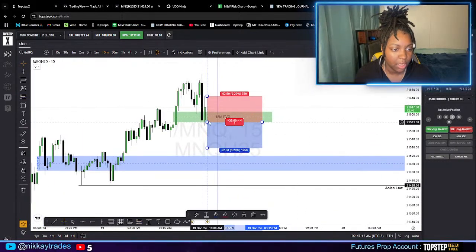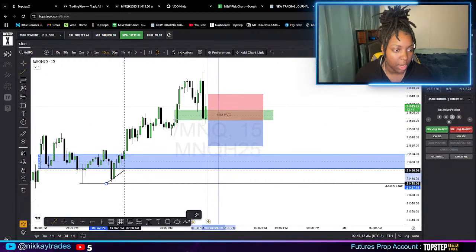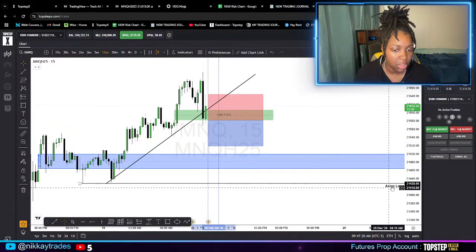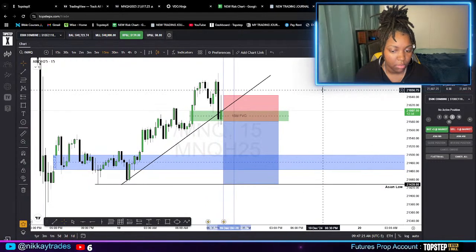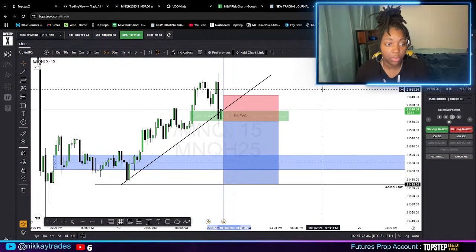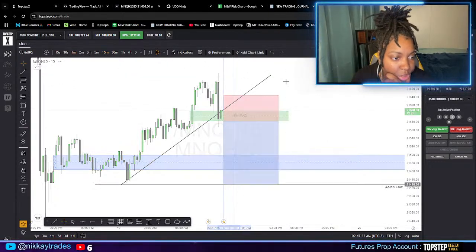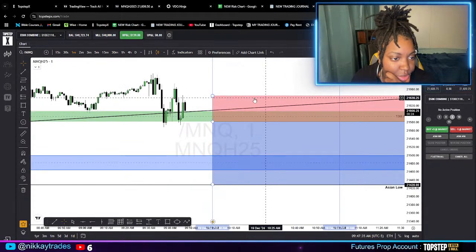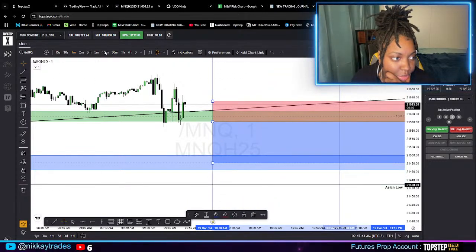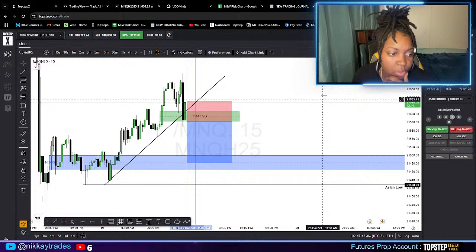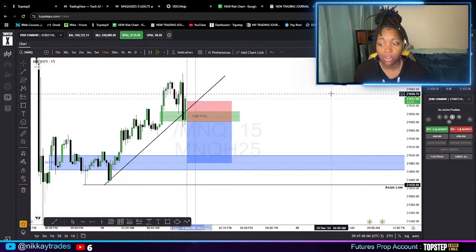If I can get a nice close below this here, then I'll be looking for sales to just take out this Asian low right here. And it's about to head into that 950 macro. The only challenging thing is that stop loss, though. Let me see, is this my template? Yeah, that's the only thing, because I only risk 50 ticks. I only risk 50 ticks. I don't want to risk more.